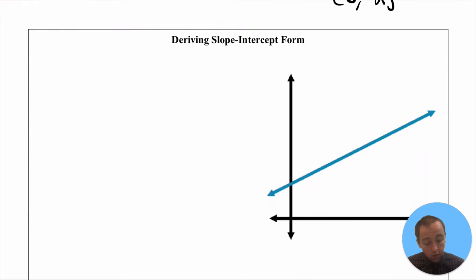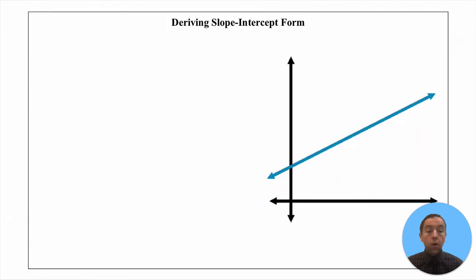I want to show us where slope-intercept form is ultimately going to come from. I'm going to pick some points on this line. I'm actually going to pick this point right here, which would have a 0 for an x-coordinate. And then we don't really know necessarily how high on the y-axis it is.